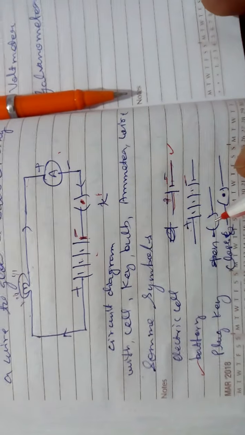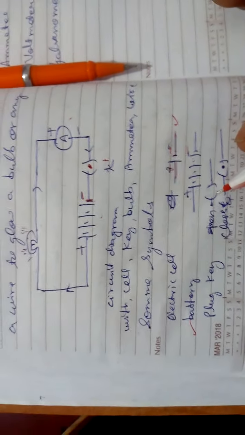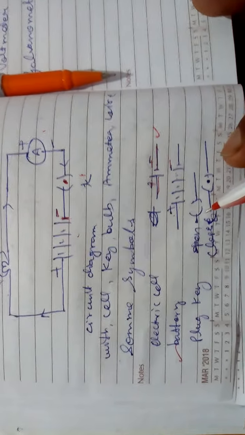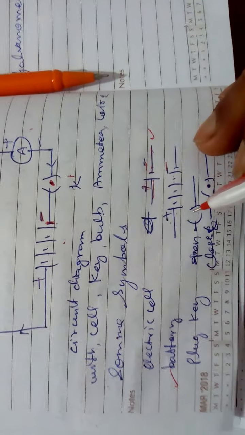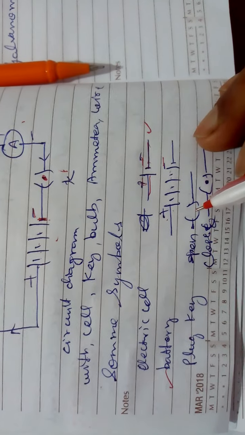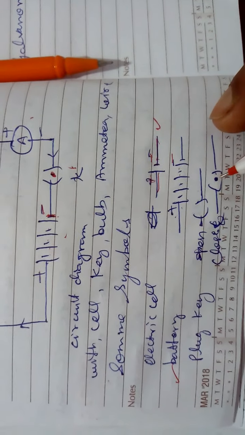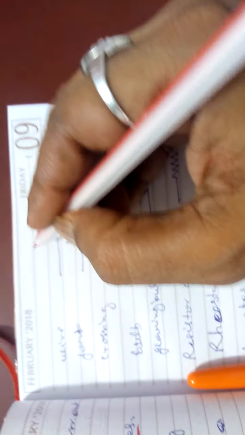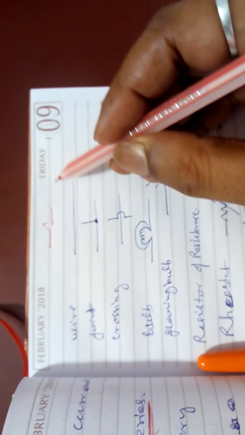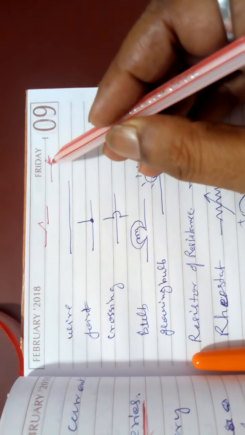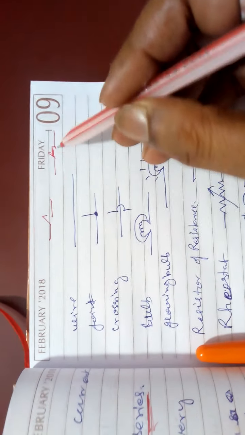Plug means key, the switch you use on the switchboard in your room, on and off. Downward is on and upward is off. So a plug is a key. A key with no dot means open, off, and a dot means a closed key. There are two types of key. Some more types of key also exist, like this. This is open, and when it is like this, it is closed.